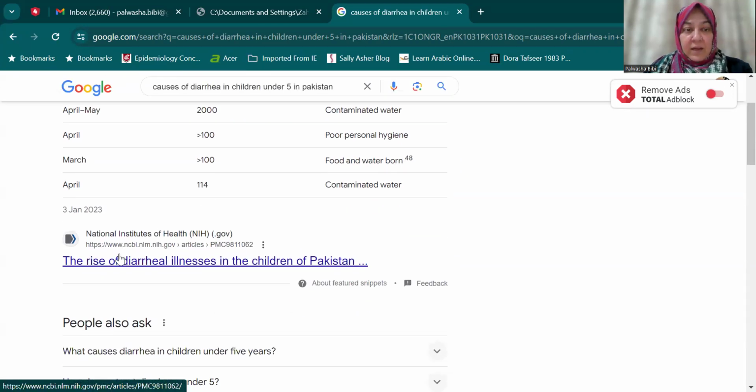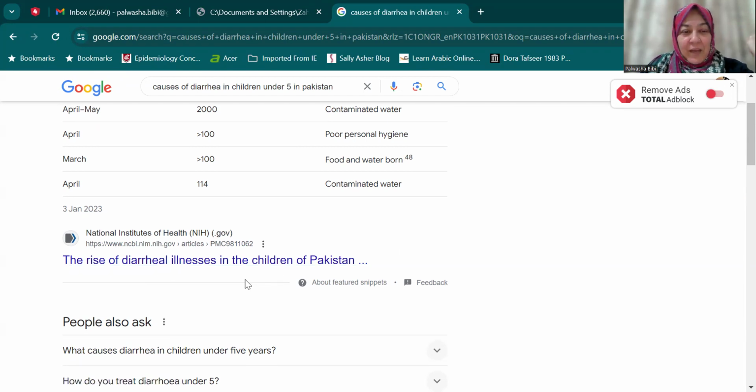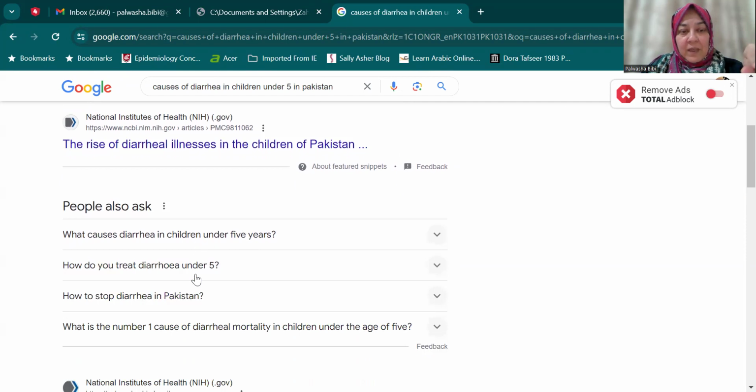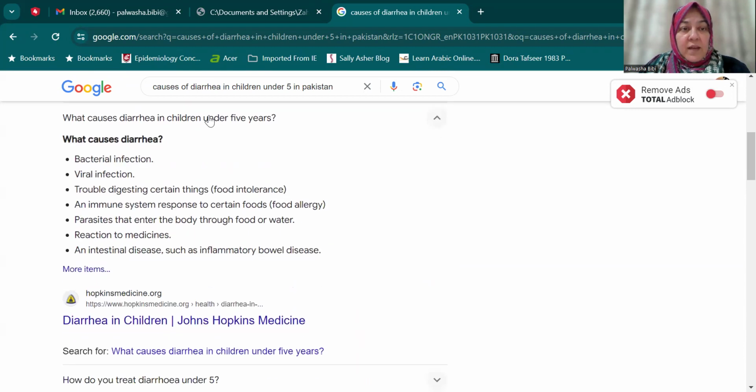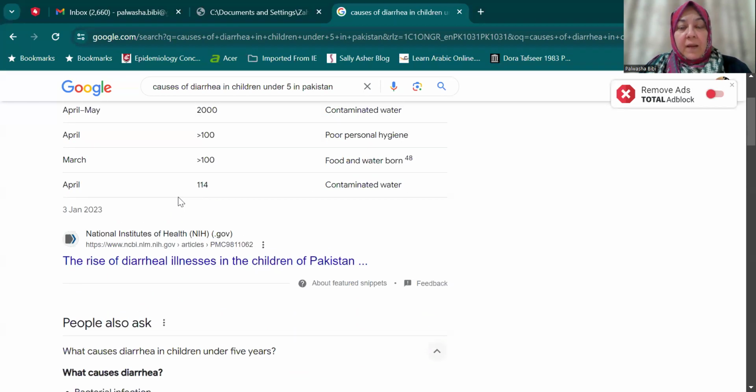The next article that we find is The Rise of Diarrheal Disease in the Children of Pakistan. So lo and behold, we have the perfect article. But also, Google has questions that people ask, and it saves the questions and the answers as well. See, what causes diarrhea in children under 5? But I'm very interested in an original article that I found, The Rise of Diarrheal Disease in Children of Pakistan. So I open it.